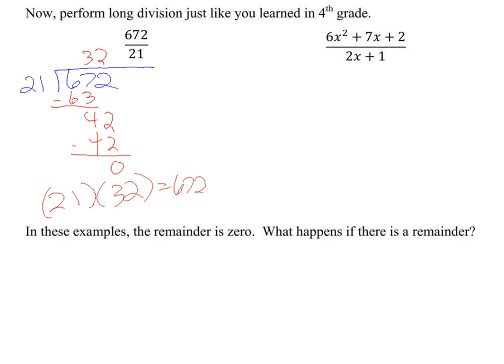We are doing exactly the same thing with polynomials when we divide polynomials. Set up the long division problem. So we're going to have still the division bar, or the division symbol there. The denominator is still going to be written out front, 2x plus 1. The numerator is still going to be written inside, 6x squared plus 7x plus 2.